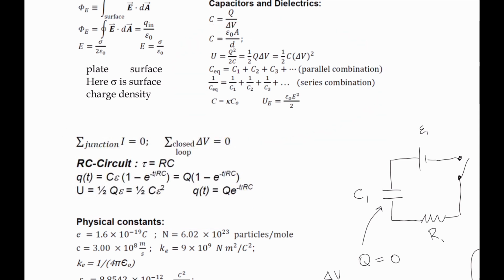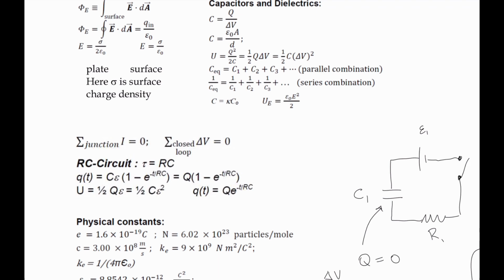And then on the other side, you have two different ways of writing potential energy in a capacitor. You have 1/2 C and then epsilon squared. Here you have 1/2 C and voltage squared. You just replace voltage with epsilon, or here you replace epsilon with the voltage.